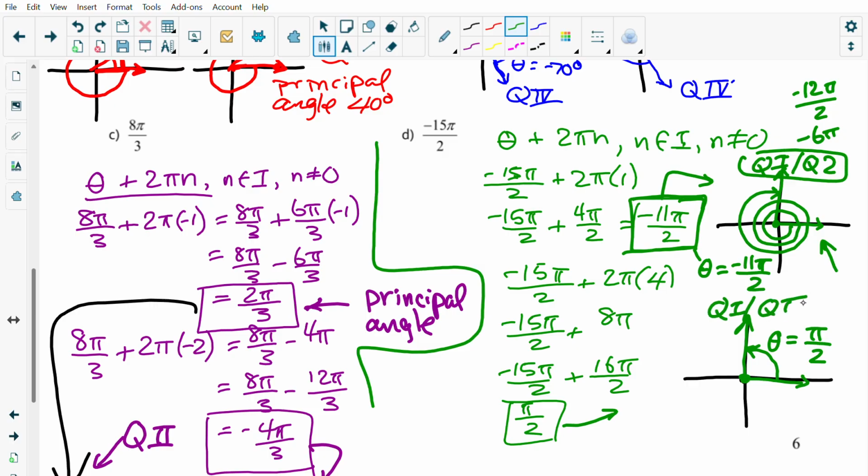So this is between quadrant 1 and quadrant 2, right on the border. And the principal angle, well, this is your principal angle. It's the smallest positive rotation angle with the same terminal arm. So this is pi over 2 as my principal angle.